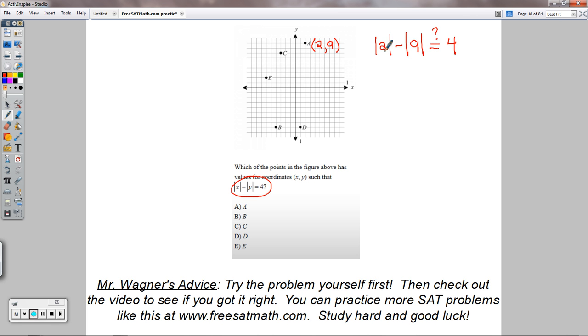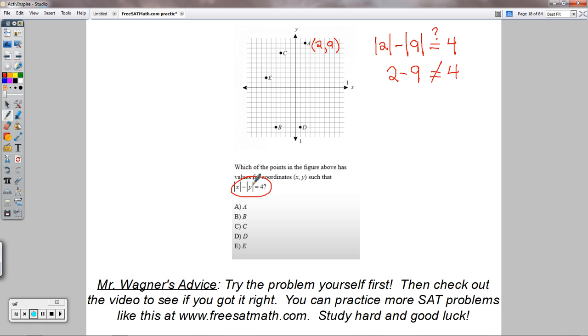And this will just be 2, this will just be 9. Absolute value just keeps things positive if they are positive. So does this work? Does 2 minus 9 equal 4? Clearly that would be negative 7, so no, that doesn't work out. So you might go and try B and try C and D and E or whatever order you choose.